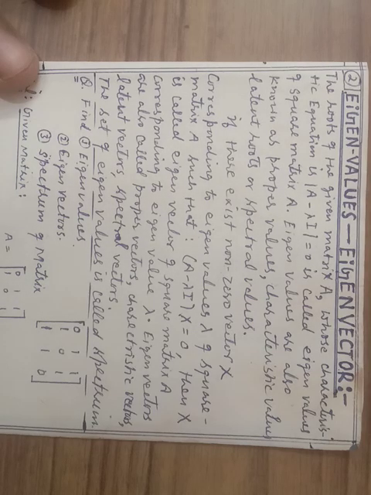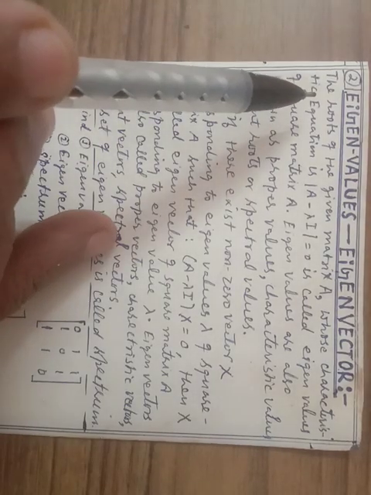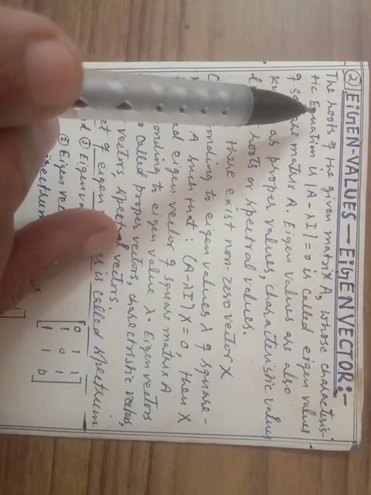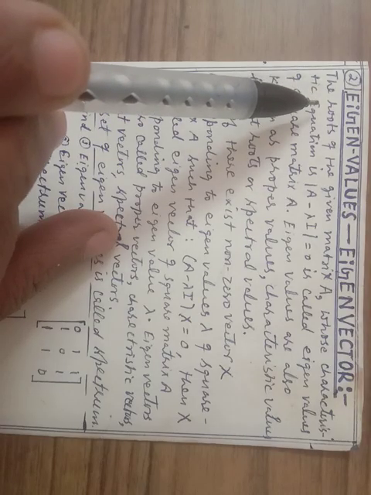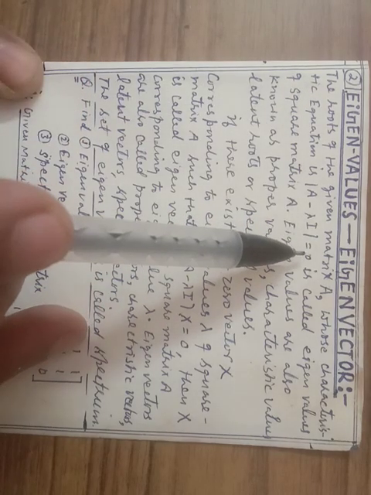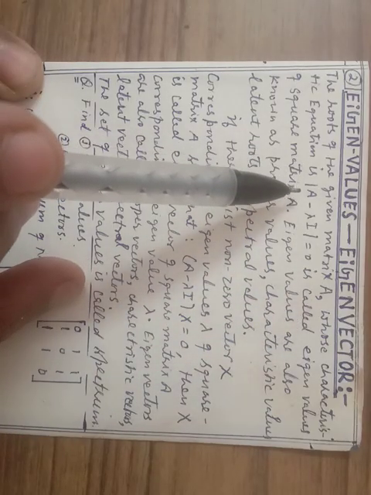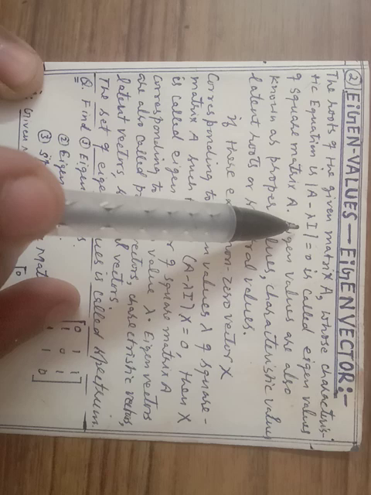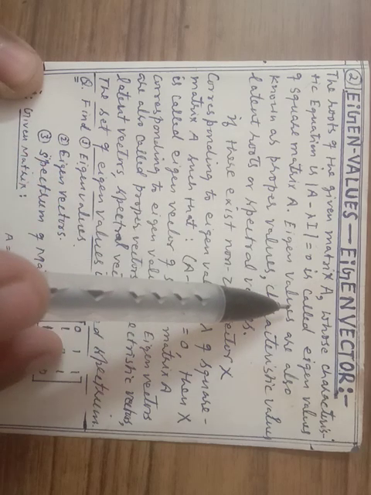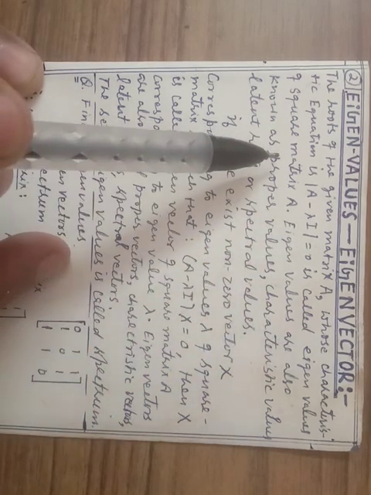Today we will discuss the topic eigenvalues and eigenvectors in matrix. What are eigenvalues and eigenvectors? The roots of the given matrix A whose characteristic equation is determinant of A minus lambda I equal to 0 are called eigenvalues of square matrix A.